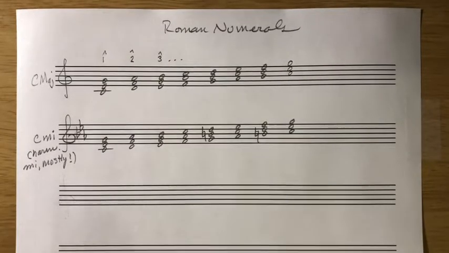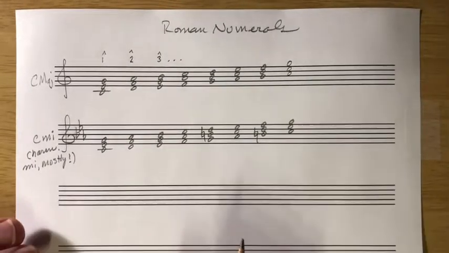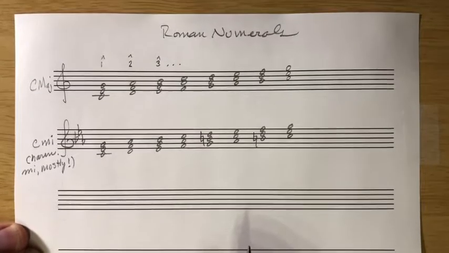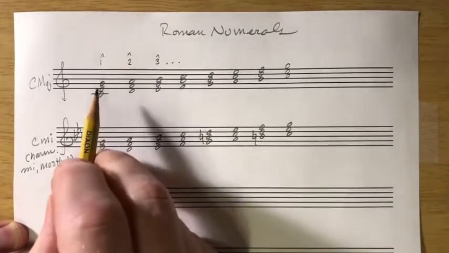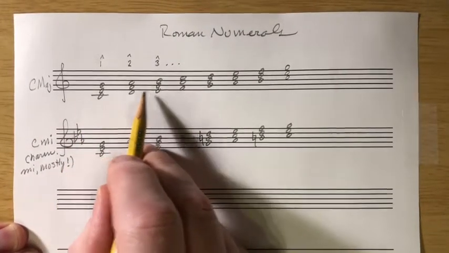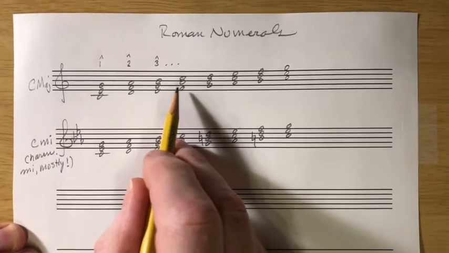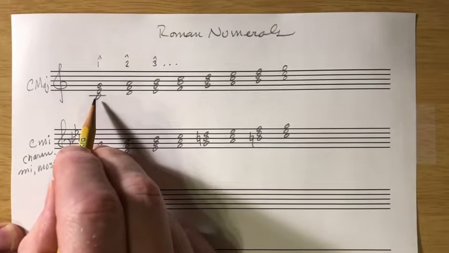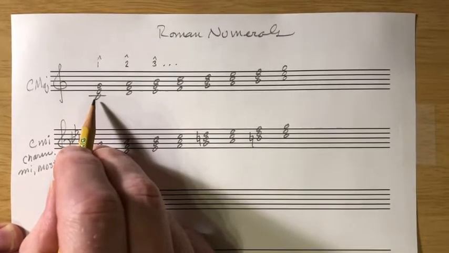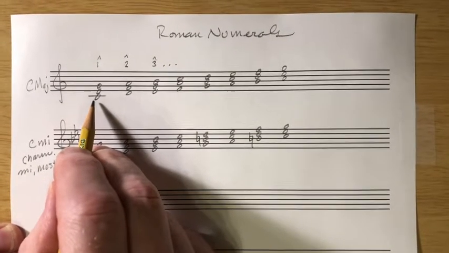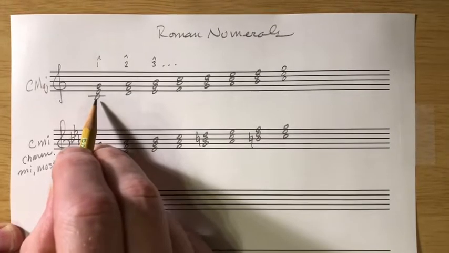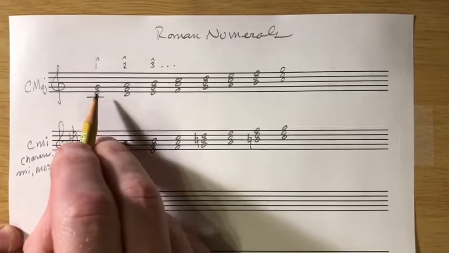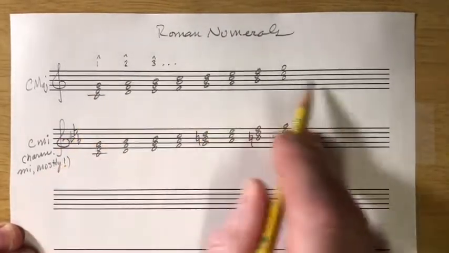Let's go on to Roman numerals and labeling the triads that we get in a major and in a minor key. I've started here by writing out the C major scale, scale degree 1, 2, 3, 4, 5, and so forth. And then on top of each note, I built a triad using the notes of the scale. So here, stacked in thirds above the C, we have C, E, G, and so forth.